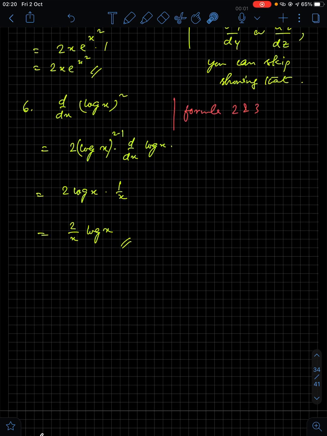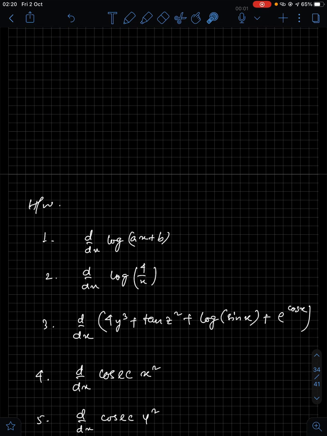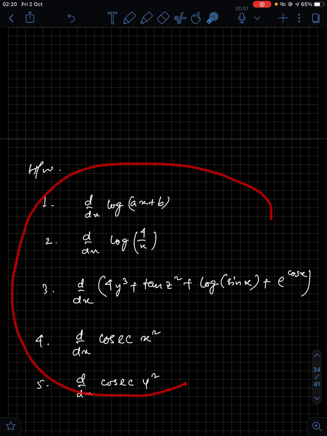Okay. So with this, the u form, the exponential form and the logarithm form are over. You will try doing these homeworks. I'll provide you the solutions. I'll try to put that in the comments.